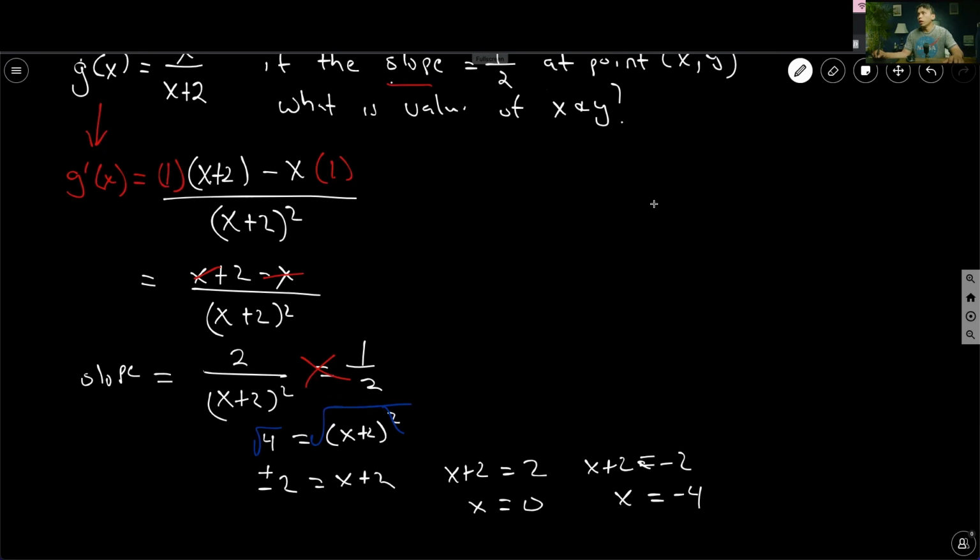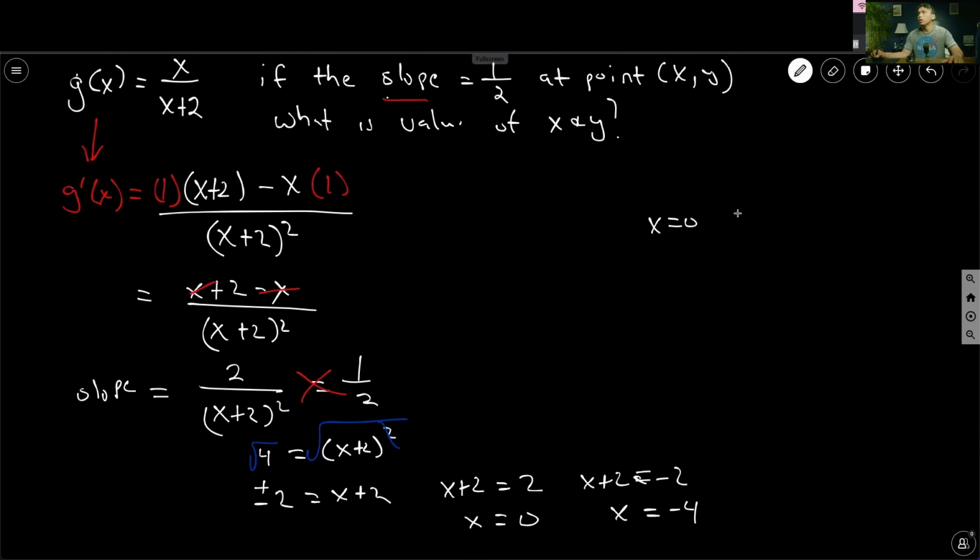So when x is equal to 0, our original equation is y equals x over x plus 2. So let's plug 0 in for x. You have 0 over 0 plus 2. That becomes 0 over 2, which is just equal to 0. So this y value is 0. So the first coordinate is (0, 0), the first possible values for x and y. Let's do the second one.